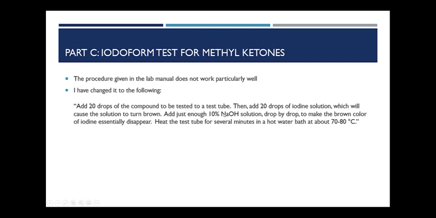I then add dropwise 10% sodium hydroxide solution, and that will cause the brown color to start to disappear. So I add just enough drops to make the brown color disappear. Some people would recommend at this point adding one more drop of iodine, and that's something I might recommend testing, but it's not what we'll see in this video. Then I'm going to heat the test tube for several minutes at about 70 to 80 degrees Celsius. The lab manual says 60 to 70, but I found 70 to 80 to work better for this experiment. So without further ado, let's go ahead and take a look at the video that goes along with this experiment.